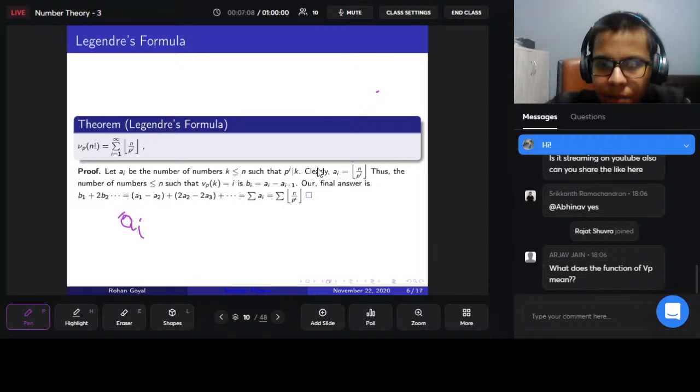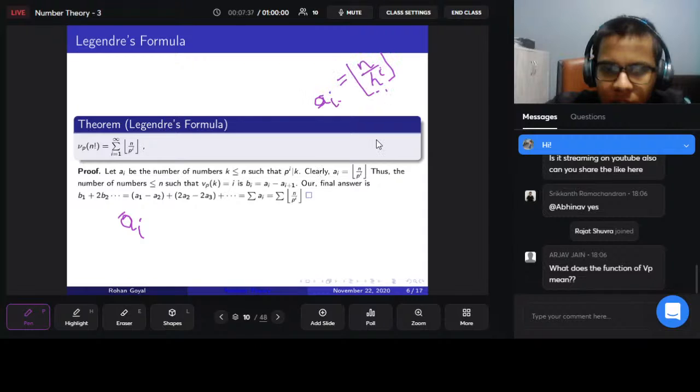Because this is the number of multiples you have less than n. Now Vp of k, I must then be ai minus ai plus 1, because remember that p to the k, I plus 1 does not divide. So we can define bi this way, such that Vp of k equals I.